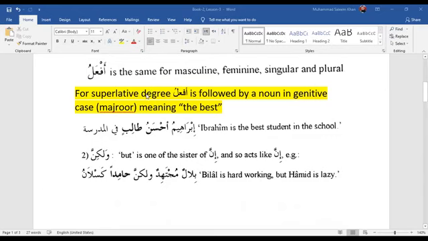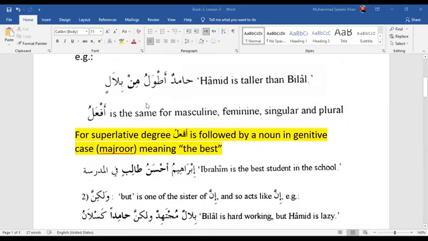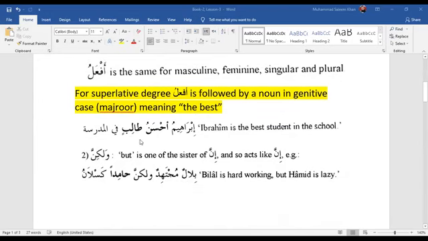And for the superlative degrees, we have seen that after the word, there will be a noun and it will be majroor. The noun will be majroor, it will take kasratain. So basically we can see here that after min, it will take kasratain. And even if there is no min, still it will take kasratain. So the result is that after ahsanu, or after the word af'alu, the noun will be majroor. Did you get it?